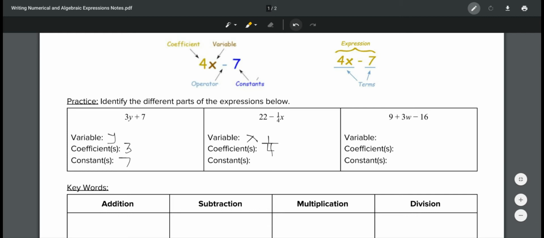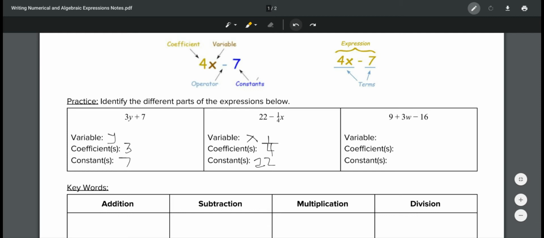My constant, again, is the number all by itself. So this time it's going to be the 22. It's not attached to a letter at all. And in this expression, 22 minus 1/4 x, I've got two terms. Remember, they're being separated by my operation symbols, my add and subtract signs. So 22 is one of my terms, and 1/4 x is the other term. So that has two terms in that expression.